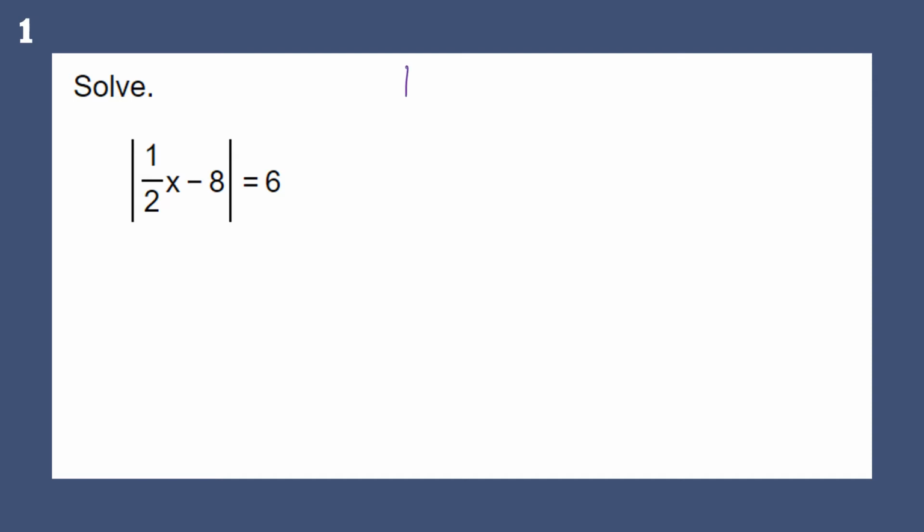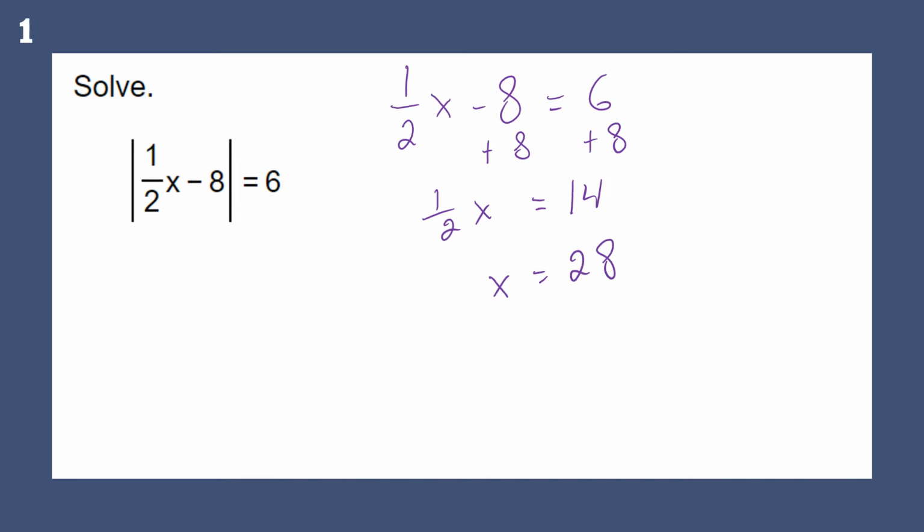First one, we leave it exactly the way it is. 1/2 x minus 8 equals 6. And we go ahead and solve it, and we get plus 8 plus 8. 1/2 x equals 14. Then multiply both sides by 2, and I get x equals 28. But there's one other possibility.